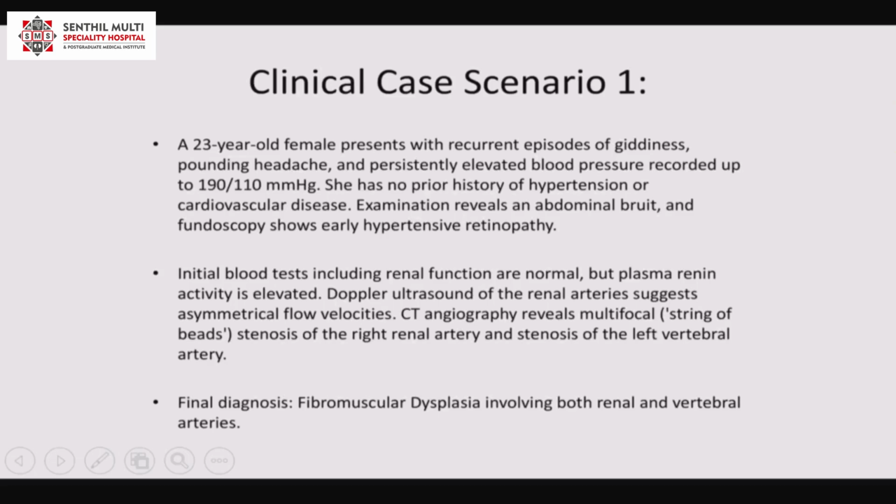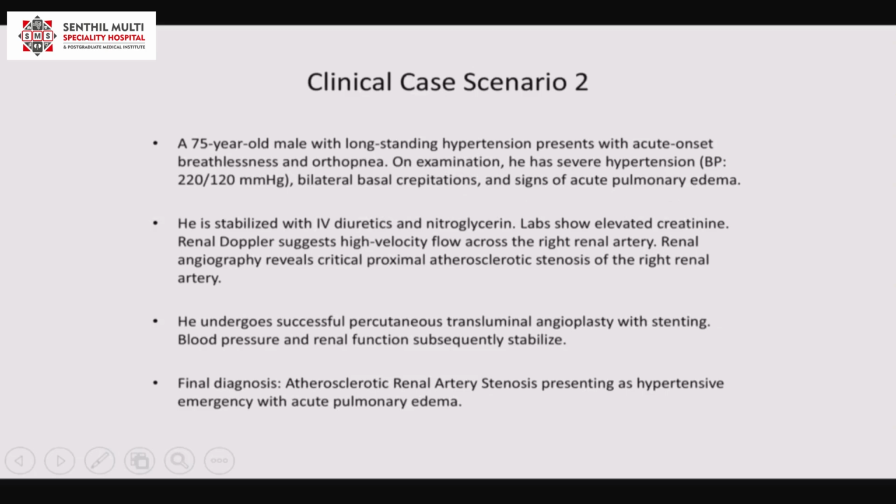The second case scenario is a 75-year-old gentleman who has a history of hypertension and has been on 2 drugs for the past 5 to 6 years. And he presented with an acute hypertensive emergency with an elevated blood pressure of 220/120 with bilateral basal crepitations, signs of acute pulmonary edema. He was stabilized with IV nitroglycerin and IV diuretics.